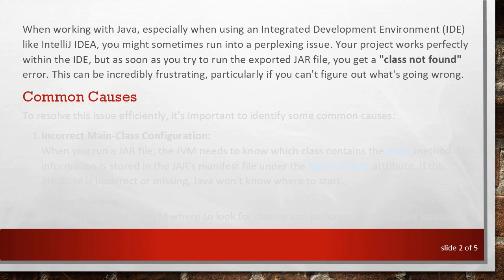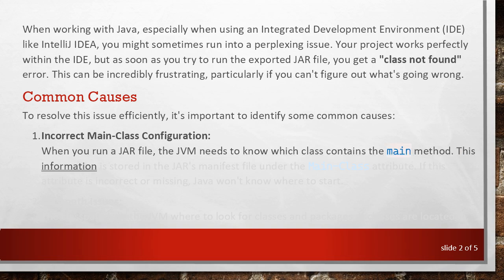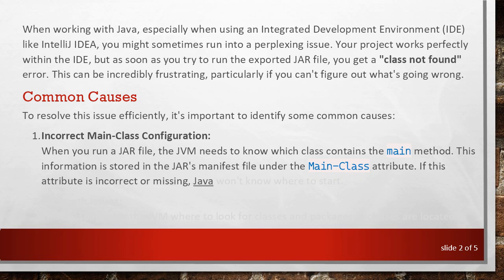Common causes. To resolve this issue efficiently, it's important to identify some common causes. Incorrect main class configuration. When you run a jar file, the JVM needs to know which class contains the main method. This information is stored in the jar's manifest file under the main class attribute. If this attribute is incorrect or missing, Java won't know where to start.